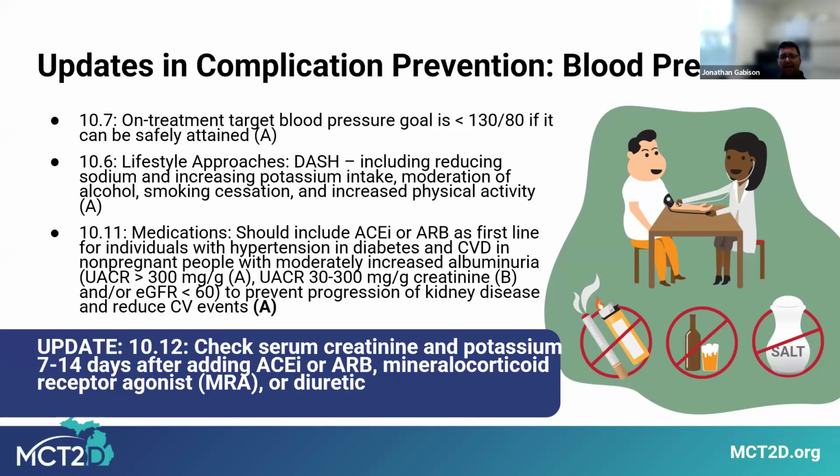A lot of us have learned this in the past, but ACE inhibitors and ARBs are first line for individuals with diabetes and cardiovascular disease, and that ACEs and ARBs also help to prevent progression of kidney disease and reduce cardiovascular events. The update in the 2024 guidelines is specifically, they recommend checking serum creatinine and potassium 7 to 14 days after adding an ACE inhibitor or ARB, mineralocorticoid receptor agonist, or diuretic. Many of us may have known that already, but this is more concrete than previous.